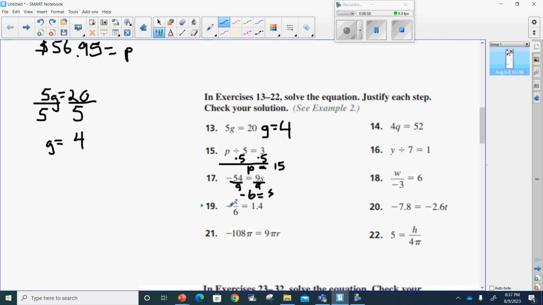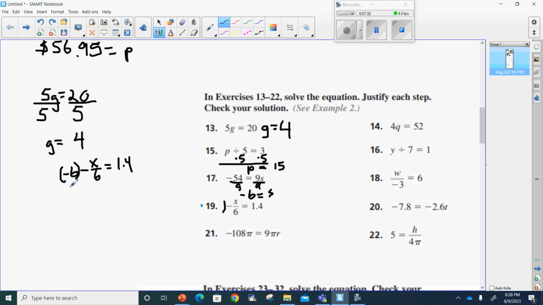Next, we've got negative x over 6 equals 1.4. We're going to have to get x and isolate it. Since we're dividing x by negative 6, we're going to have to multiply it by negative 6 to get rid of it. So I'm going to do the work over here because it's going to require a little more space. If I have negative x over 6 equals 1.4, we're going to multiply this side by negative 6.